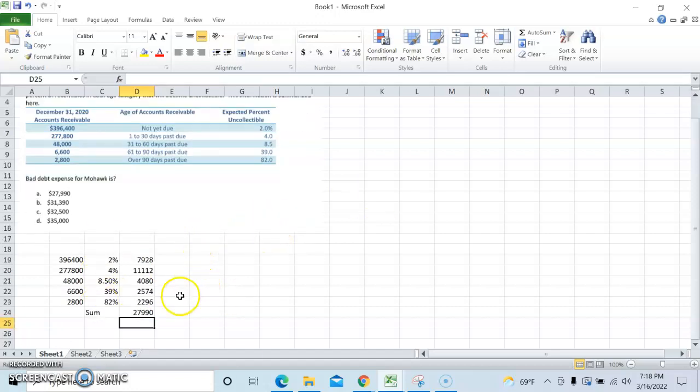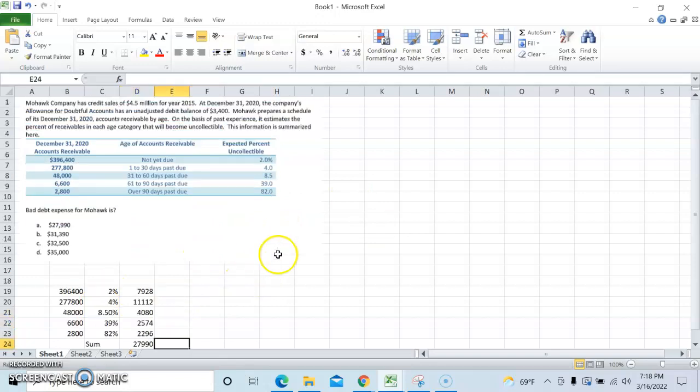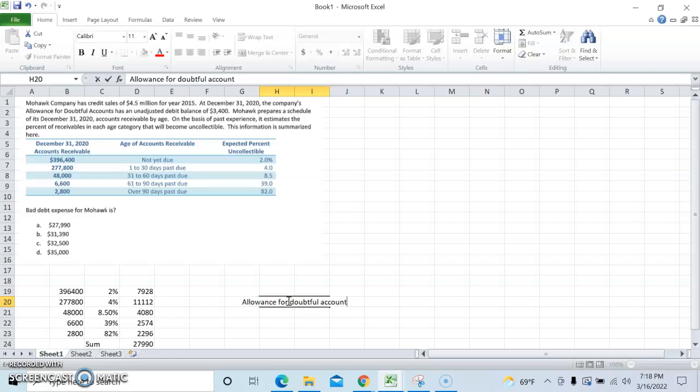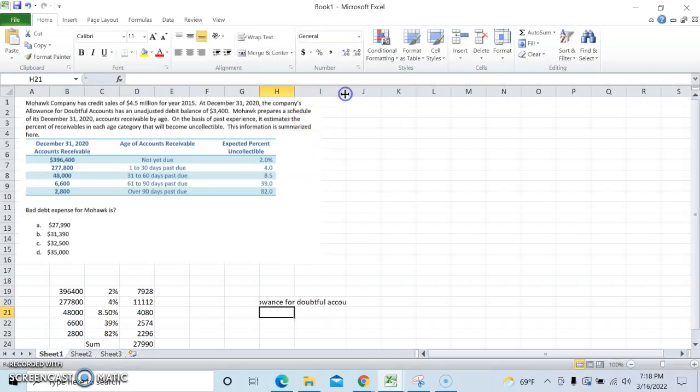This is not the right answer. This 27,990 is the ending balance of your allowance for doubtful accounts. So what I do is I do a T account for allowance for doubtful accounts. So let's do that. Allowance for doubtful accounts. Let's make this bigger. All right. And remember, debits on the left, credits on the right.